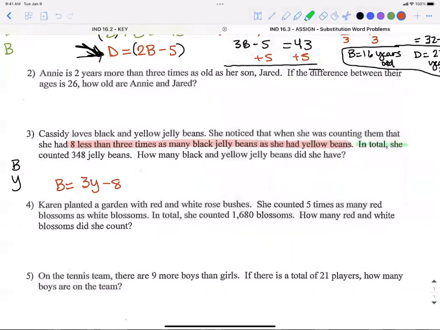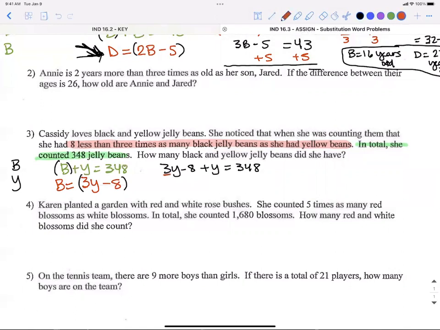And then my other equation is pretty simple to set up, thankfully. It just says that in total, she has 348 jelly beans. So if I put that, my black plus my yellow equals 348, okay? So again, I've got 2 equations. I'm set up here really nicely for substitution. I've got what B equals, and I've got a B in the other equation. So I can substitute 3Y minus 8 for B. So then plus Y equals 348.